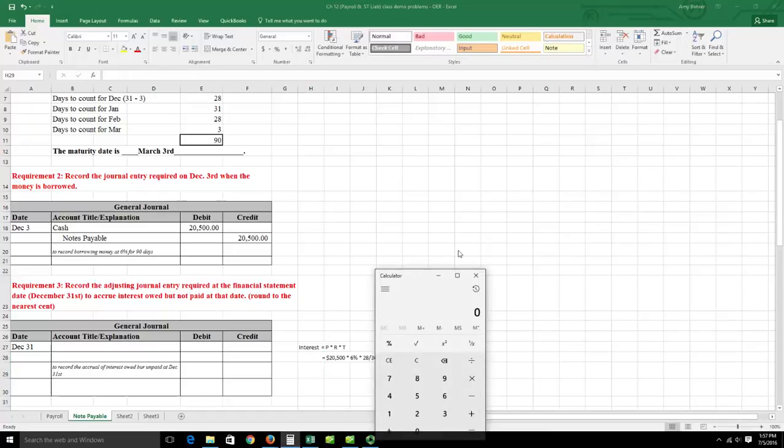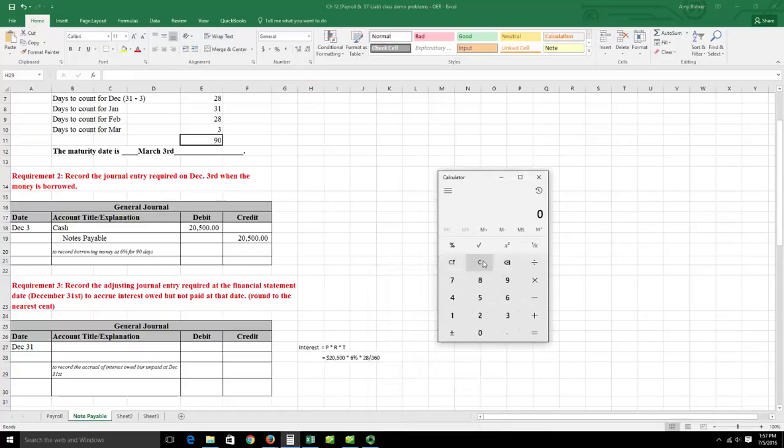So if we pull up the calculator, I'm going to work backwards in this formula. 28 divided by 360, times 6%, which turns into 0.06 when you convert that to a decimal, times 20,500 because that's the principal amount.